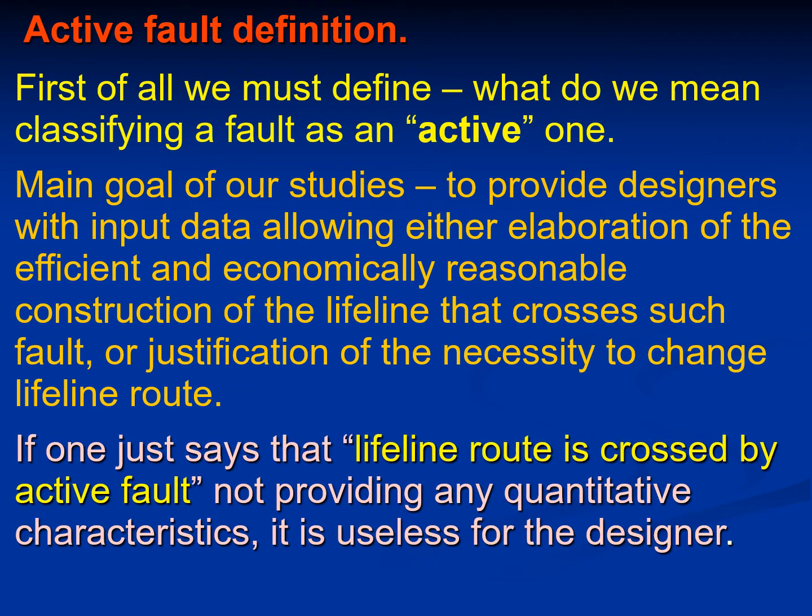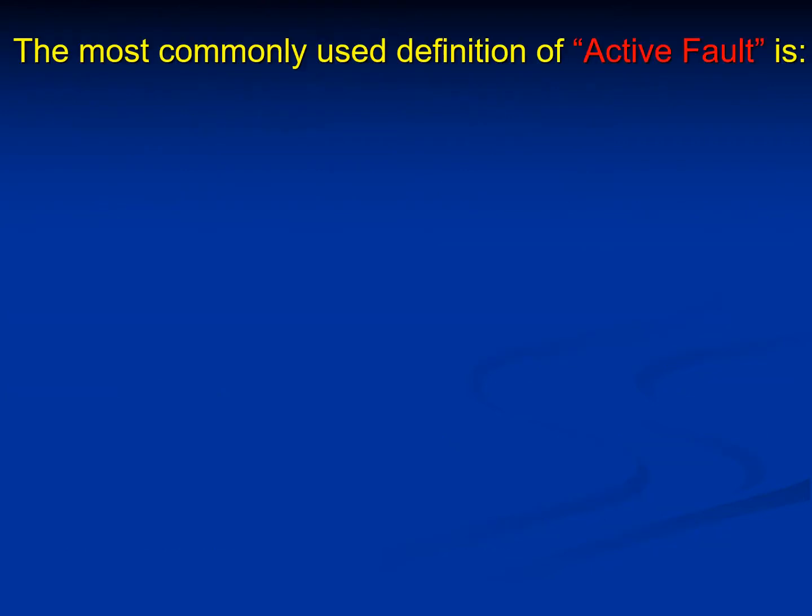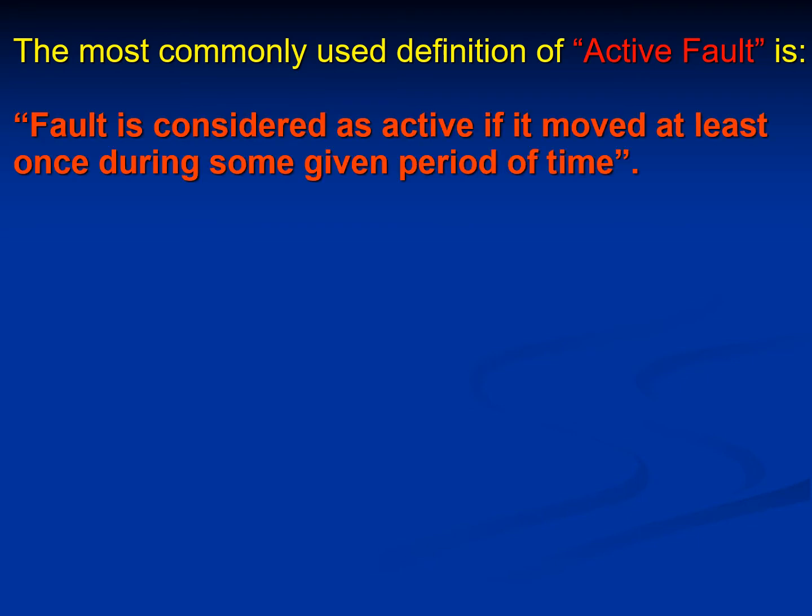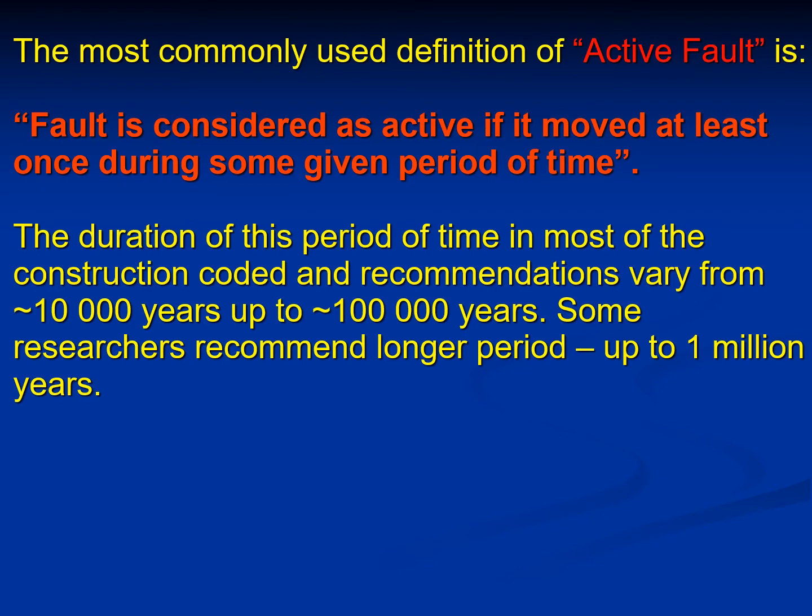If one will just say that the lifeline road is crossed by an active fault, not providing any quantitative characteristics of this fault, it will be basically useless for the designer. The most commonly used definition of an active fault is: a fault is considered as active if it moved at least once during some given period of time. The main discussion is about the duration of this period of time.